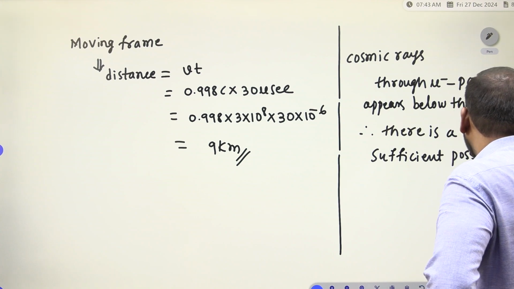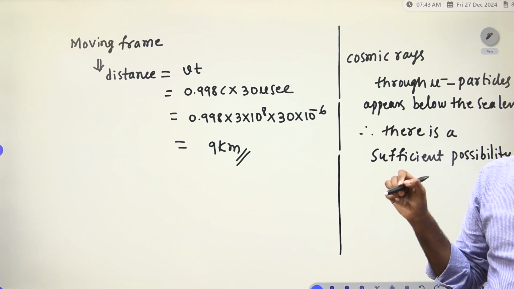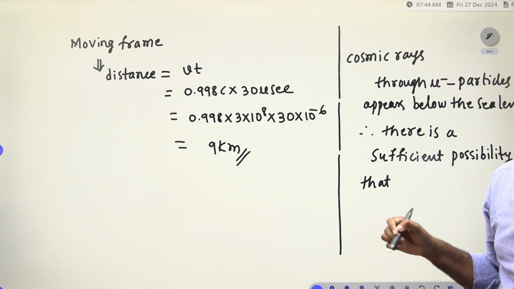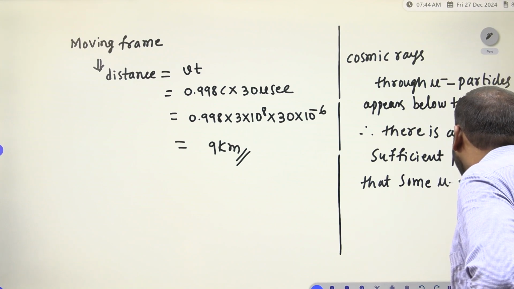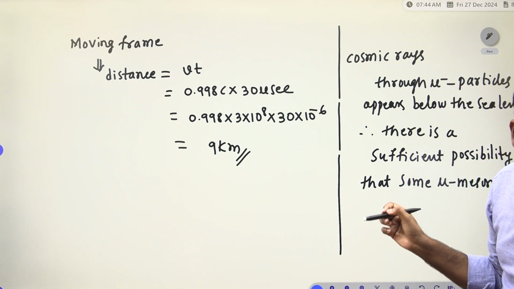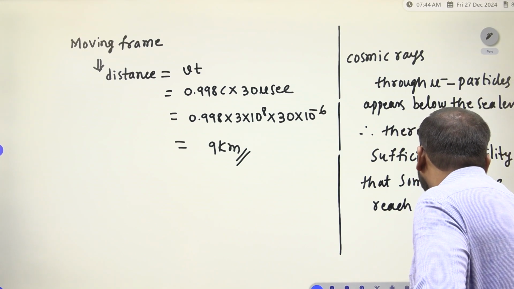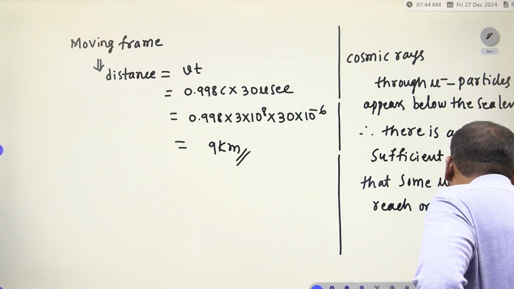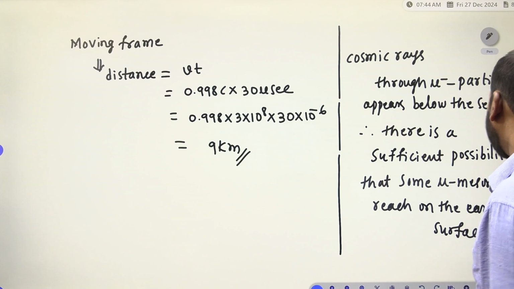of whom? There is a sufficient possibility that some mu minus mesons reach the earth surface because of the time dilation phenomenon. Clear? So like this we have to apply the time dilation.